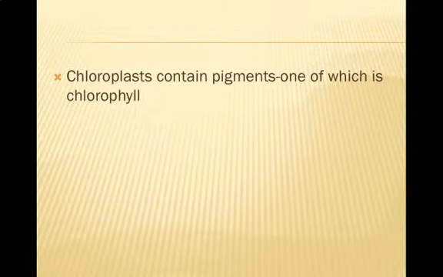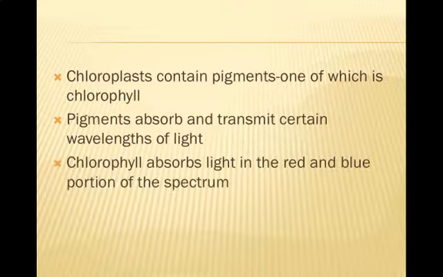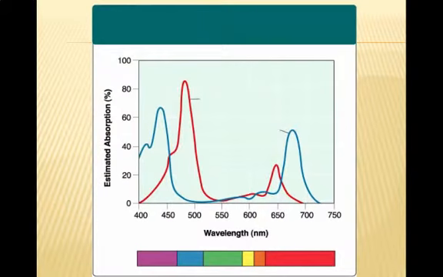Chloroplasts contain pigments, one of which is chlorophyll. Pigments absorb and transmit certain wavelengths of light, and chlorophyll will absorb light in the red and blue portion of the spectrum and reflect the green. In plants, the main pigment that is involved in photosynthesis is chlorophyll.